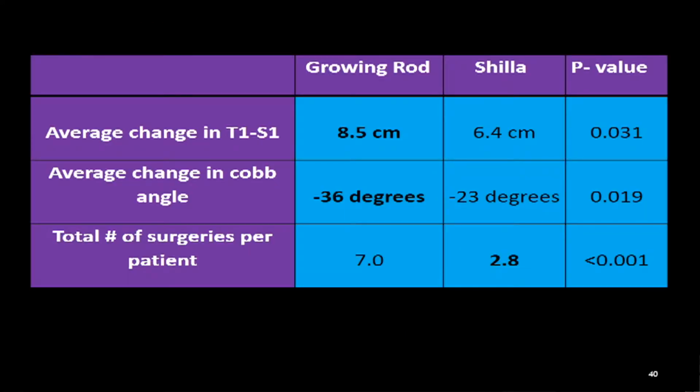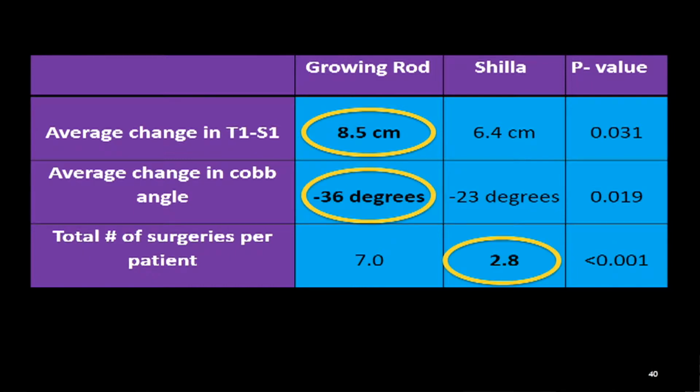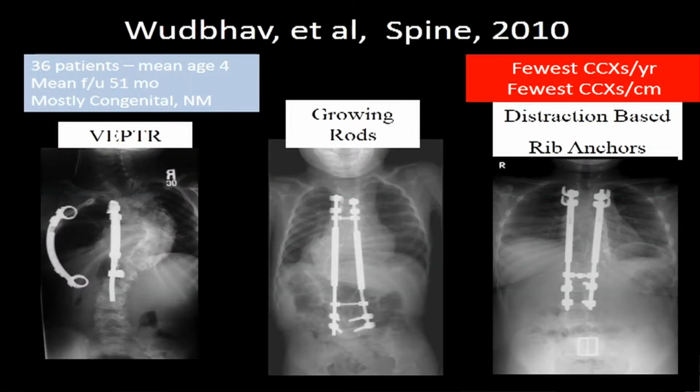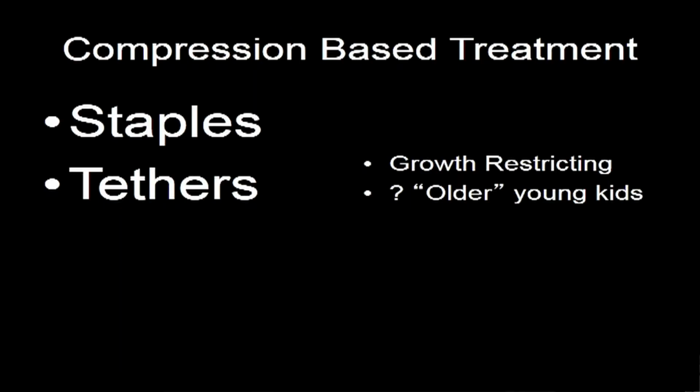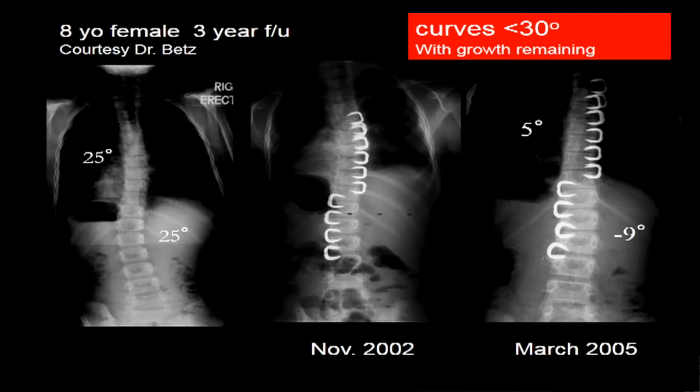We'll skip over this. And this is just an example of the vector, the growing rods, distraction, which I'm sure you're going to hear much about. Staples and a tether by Dr. Mikey.